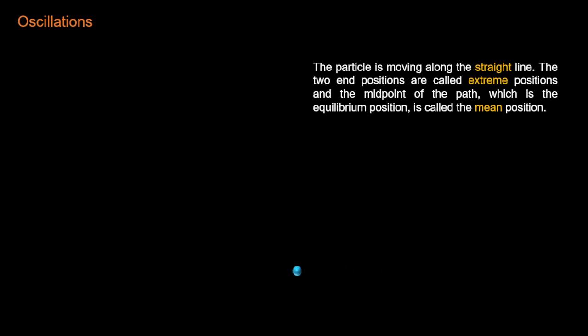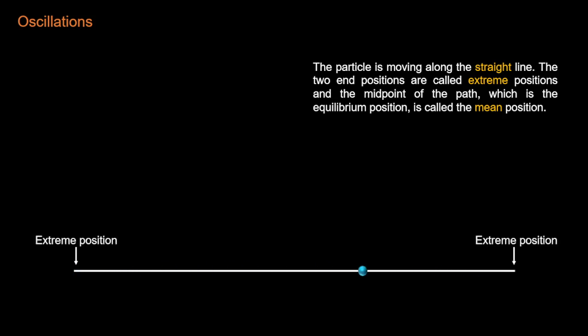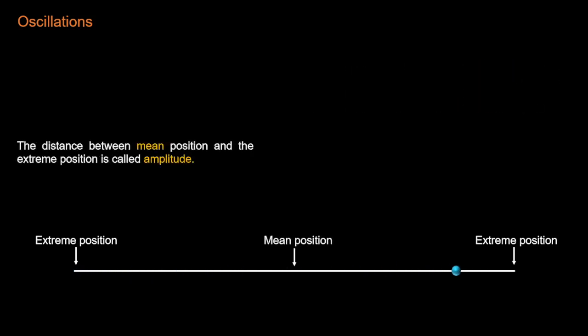The particle is moving along a straight line. The two end positions are called extreme positions, and the midpoint of the path, which is the equilibrium position, is called the mean position. The distance between the mean position and the extreme position is called amplitude.